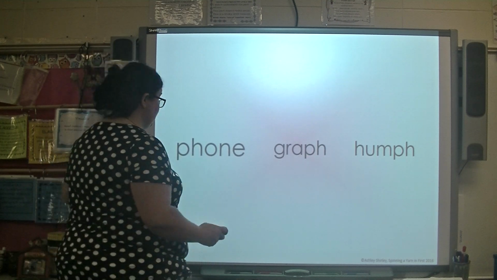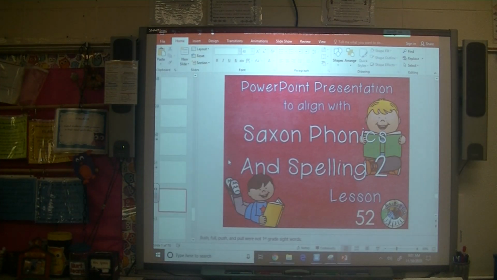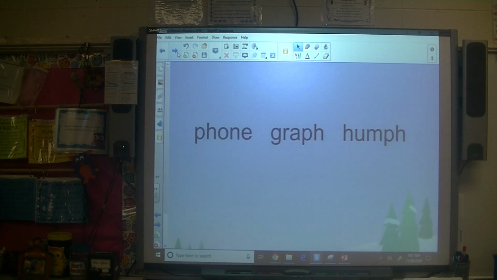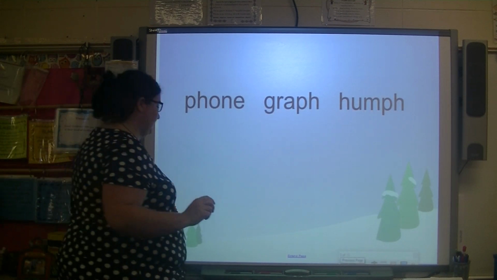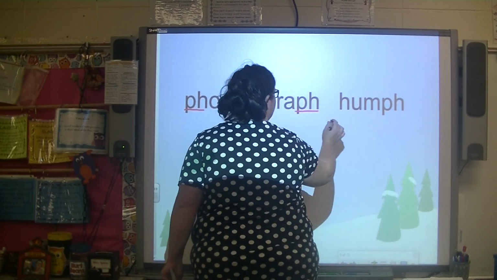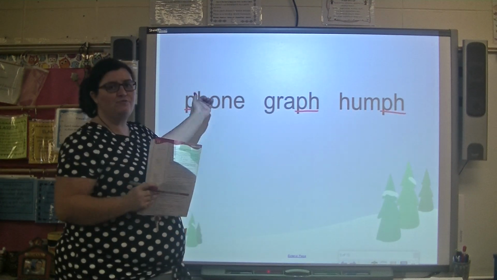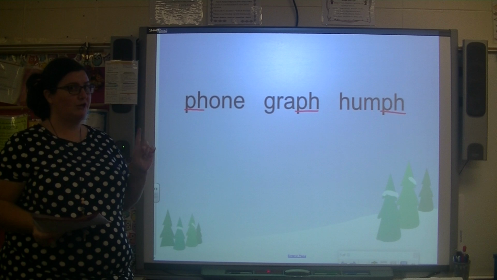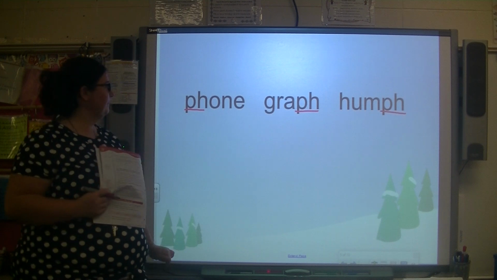All right, so let's look at these words and let's code them. Let Ms. Myers get to her coding page. All right, so let's underline digraph PH. Now let's go back and code the rest of the words. All right, phone. Here in South Georgia, we say phone. That's not the correct pronunciation. It's phone. Okay, how would I code it?